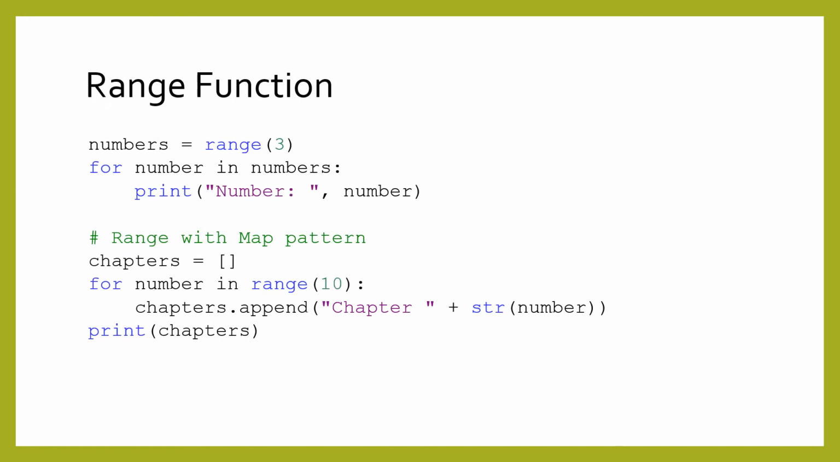The range function consumes an integer and produces a list of integers from 0 up until that number. One use case is to iterate an explicit number of times, as in the first example, where we iterate exactly 3 times. A distinct use case for this is to create lists of numbers via the map pattern, as shown in the second half of this code. In that example, we iterate 10 times in order to produce a list of 10 numbers, starting from 0 to 9.